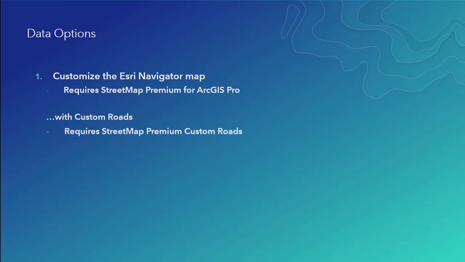So you need ArcGIS Desktop, meaning Pro. And you need, within Pro, the Network Analyst extension. And then if you want to customize the Esri navigation map, you need one of these two flavors of StreetMap Premium.